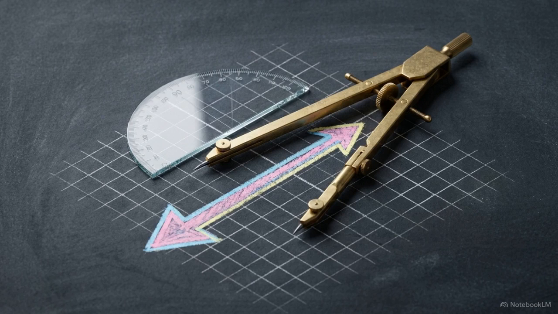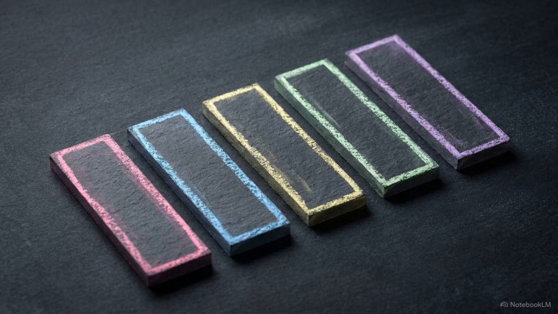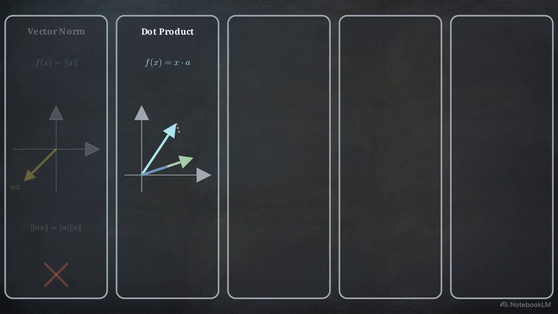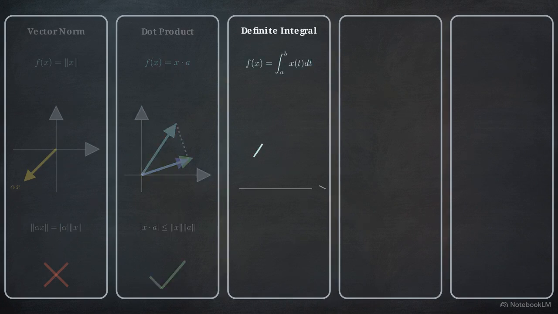of vectors. We can test these definitions against 5 common mathematical operations to see which qualify as bounded linear functionals. First, the vector norm. While it produces a scalar, it is not linear. Scaling a vector by a negative number results in a positive length, violating the requirement that f of alpha x must equal alpha times f of x. Second, the dot product. By fixing one factor, the operation becomes linear. The Cauchy-Schwarz inequality proves that the output is bounded by the product of the two vector lengths.